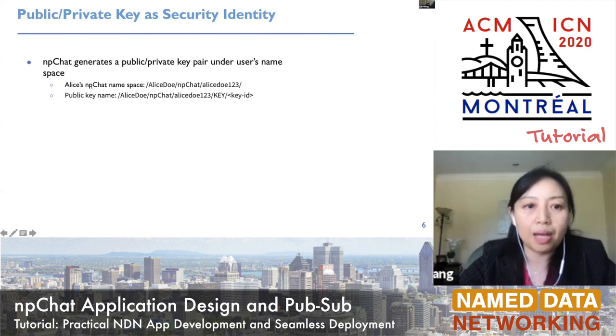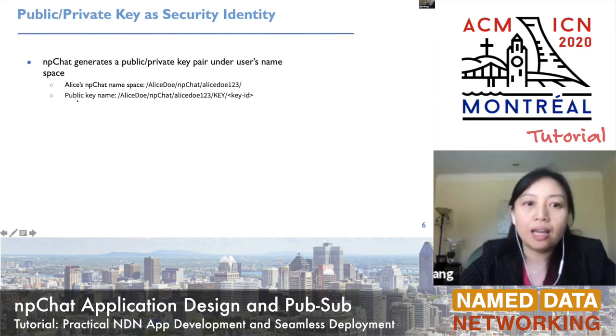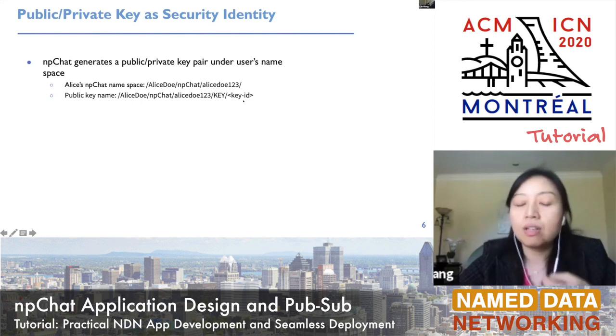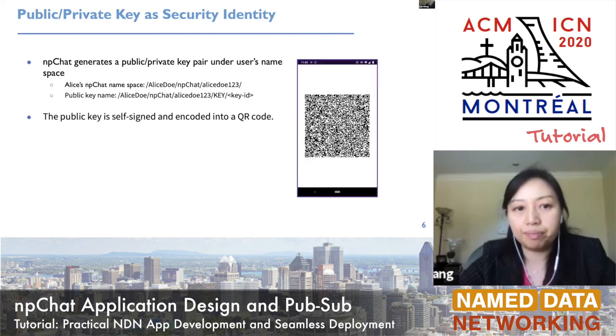So for example, Alice's NPChat namespace, as we have shown, is alice.do/npchat/alice.do123. And then the public key name will be this npchat username/key/key ID. So this uniquely identifies Alice's public key. And the other users will use this public key to authenticate Alice's data. This public key is self-signed and encoded into a QR code so that other users can scan this public key when they become friends in person.